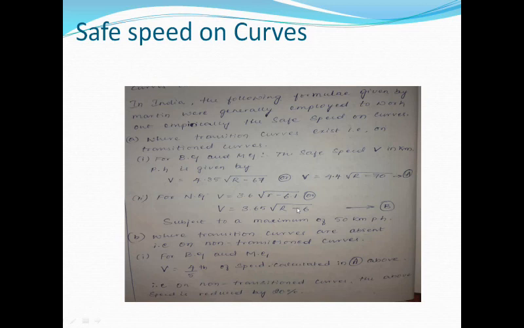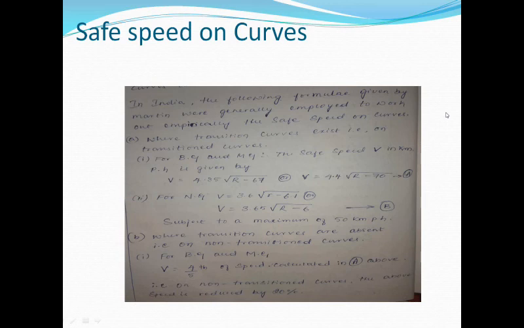So we were talking about the safe speed of the train on curved tracks. In order to derive the safe speed, what would be the safe speed for a train to travel along a curve? In India, the following formulas given by Martin were generally employed to work out empirically the safe speed on curves where a transition curve exists.